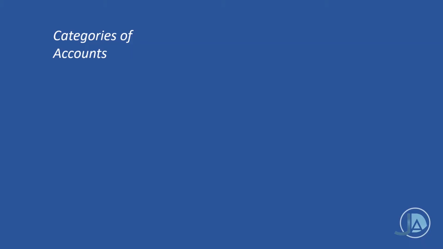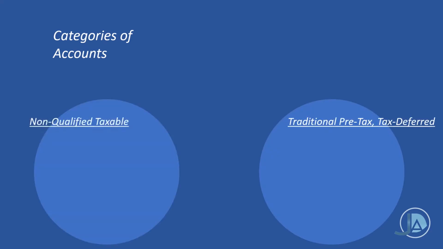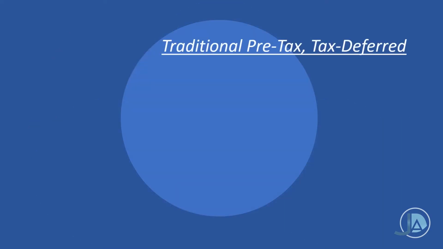For example, from a 401k to an IRA. In some cases, transfers like these are allowed because, for tax purposes, the two accounts in question are basically identical. So, what are some of these broad categories? Well, I'm going to talk about three, which are traditional pre-tax tax-deferred accounts, non-qualified taxable accounts, and Roth accounts. Let's start with traditional pre-tax tax-deferred.